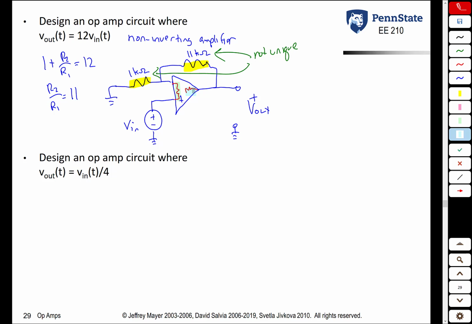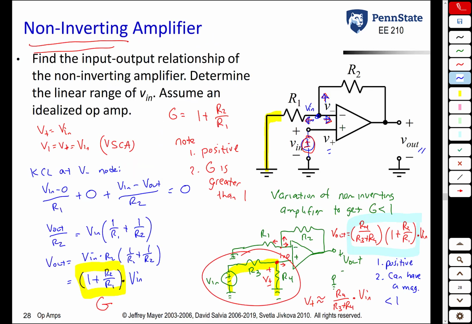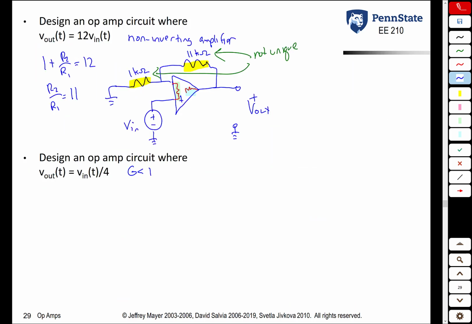Suppose you now want an op-amp circuit with a gain that is not 12, but 1/4. This is a gain less than 1. So going back to the previous page, we need to use this variation circuit. We cannot use the standard non-inverting amplifier because you cannot get a gain less than 1. Instead, we have to use this variation with this voltage divider connected to our input signal. The reason being is that 1 plus R2 over R1 equal to 1/4 is a problem. You can't do it. You'd have to have a negative resistance.